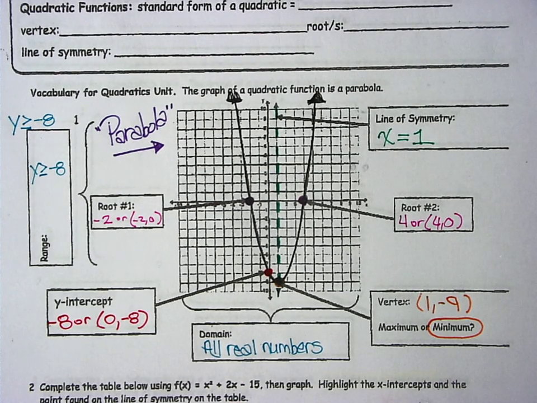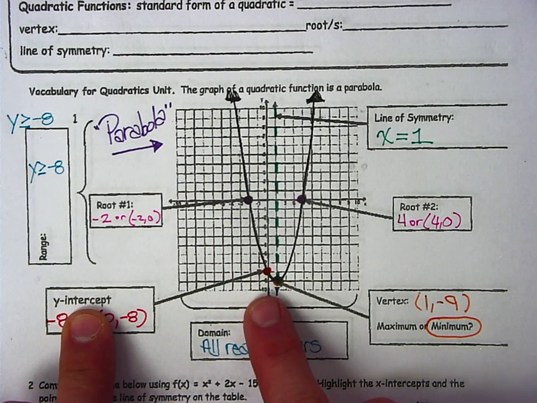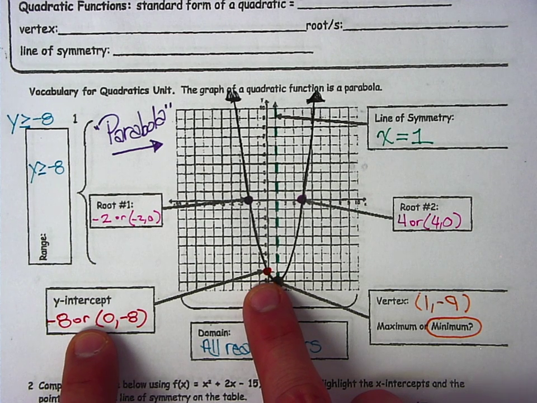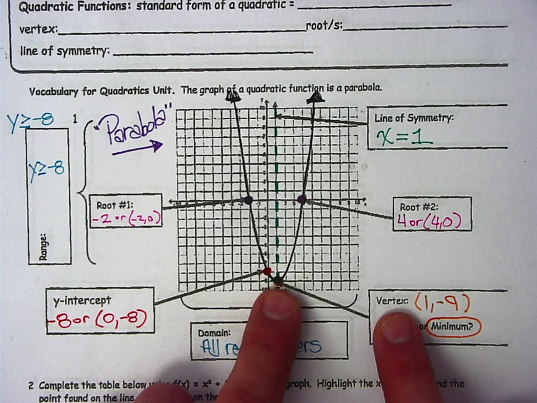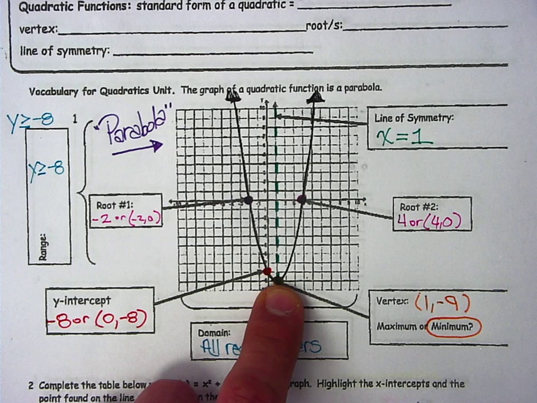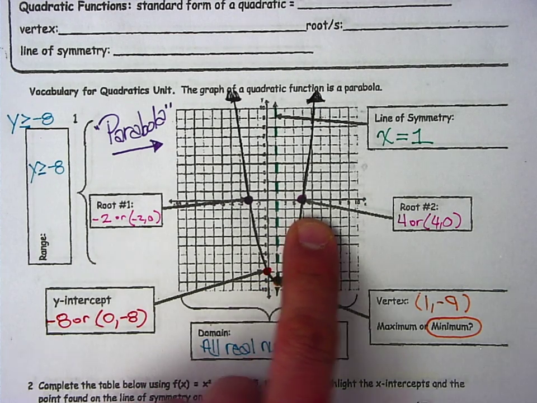Next, I have our y-intercept. Notice this parabola hits the y-axis at -8, or the coordinates would be (0, -8). Yet that's not the lowest point. The lowest point, or a minimum, is identified as the vertex of (1, -9). So notice I use the words minimum and vertex to describe the same exact thing. These words are very interchangeable, so you must get used to that. And then, of course, there's our second root, or x-intercept, as we talked about earlier.